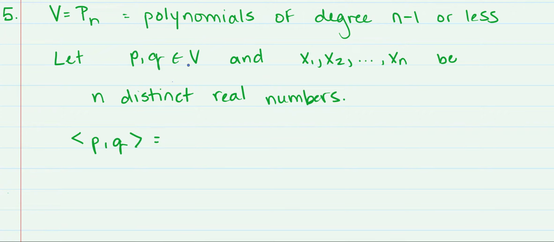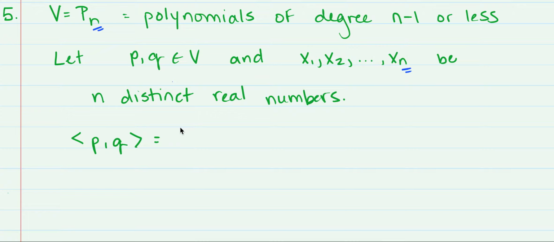For p and q in our vector space, and x1 through xn, these are n distinct real numbers, where you can see that this n corresponds to this n. So if this is P3, we're going to have 3 distinct real numbers, and when I say distinct, that means we don't repeat numbers. And they can be positive or negative. The only property is that they have to be real and they have to be distinct. So that's really important.